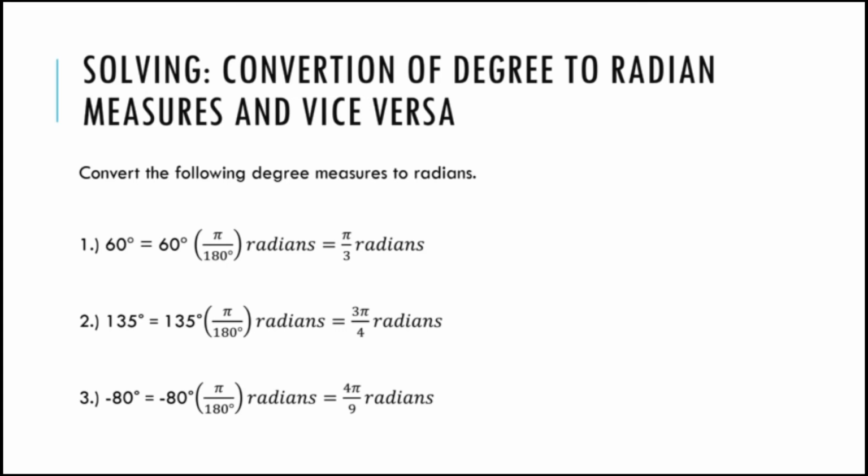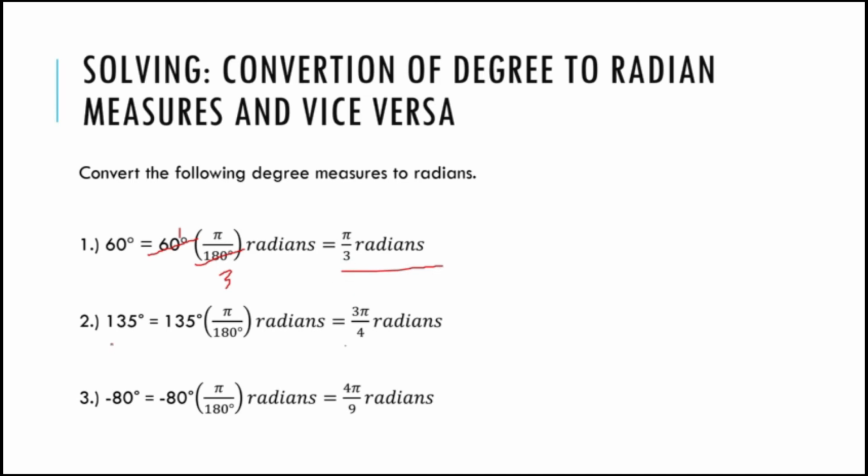So first we have 60 degrees. What we need to do is to multiply 60 degrees with pi over 180 degrees. So this can be simplified to 1 and this into 3. And also take note that the degree measures will be cancelled out. So what we will be left with is the final answer, which is pi over 3 radians.